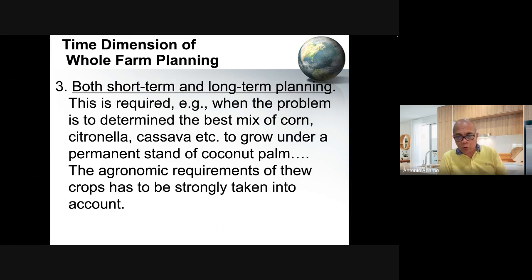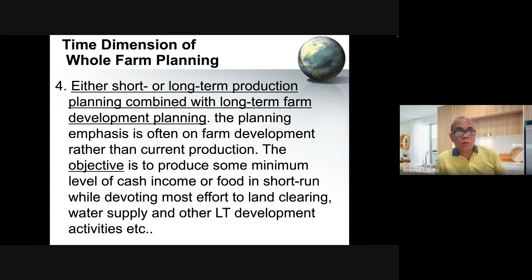Now, both short-term and long-term planning is required when the problem is to determine the mix of different crops like corn, citronella, cassava, or other crops. The agronomic requirement of the crop has to be strongly taken into account. So that means either long-term or short-term, the agronomic requirement is very important. Either short or long-term production planning is combined with long-term farm planning. The planning emphasis is often farm development rather than current production.